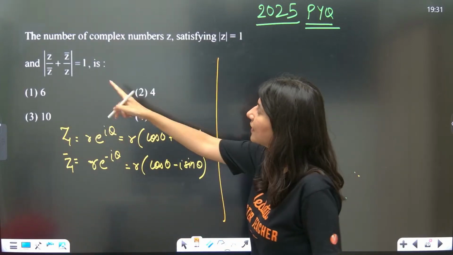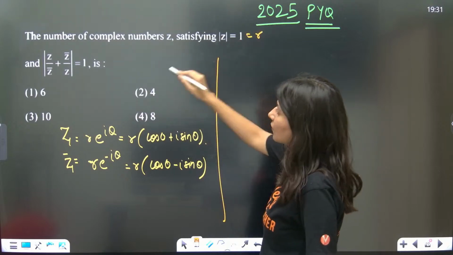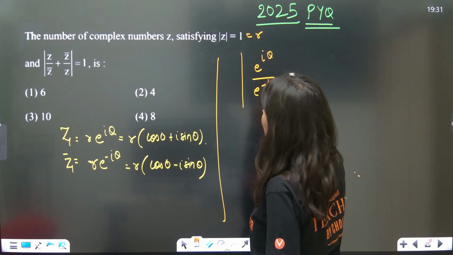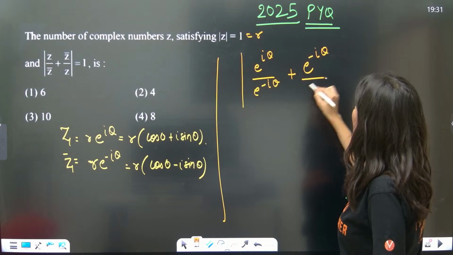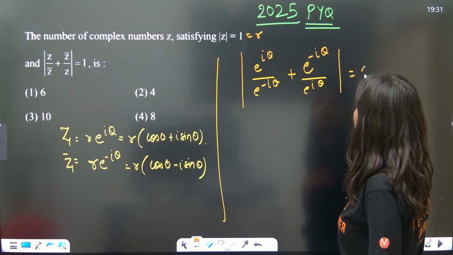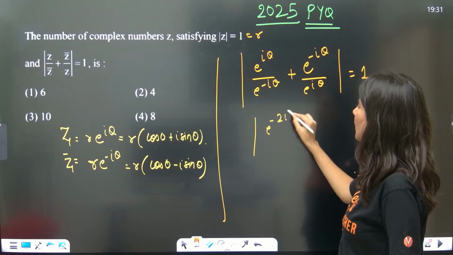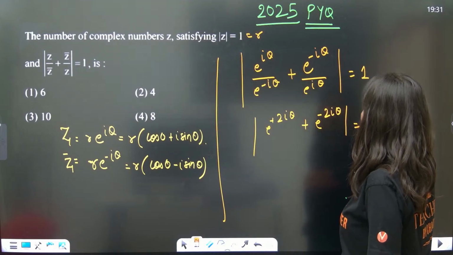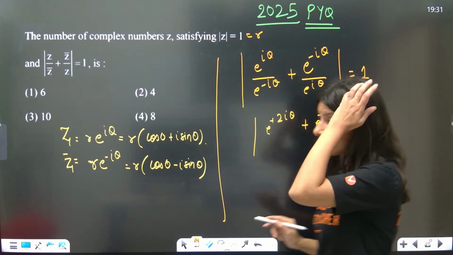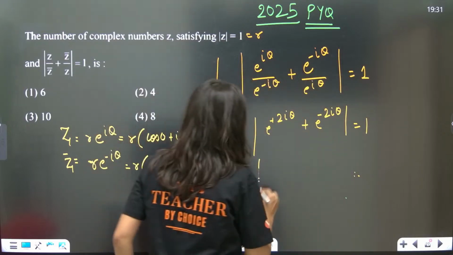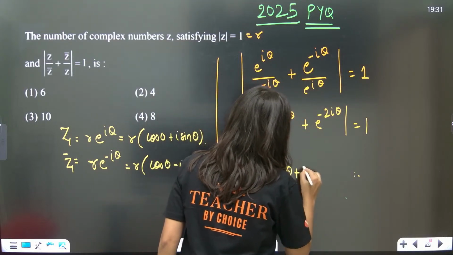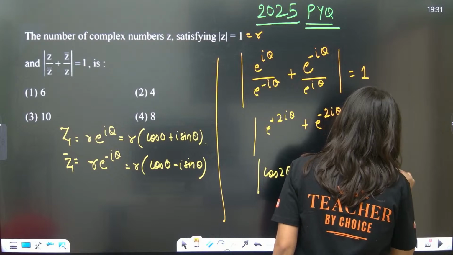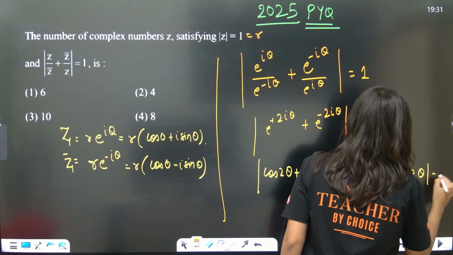So now if I put modulus of Z as 1, R is 1. So mod of e raised to power iota theta upon e raised to power minus iota theta plus e raised to power minus iota theta upon e raised to power iota theta, mod close is 1. So this is e raised to power 2 iota theta plus e raised to power minus 2 iota theta. Now understand, this is cos 2 theta plus iota sin 2 theta plus cos 2 theta minus iota sin 2 theta, equals 1.